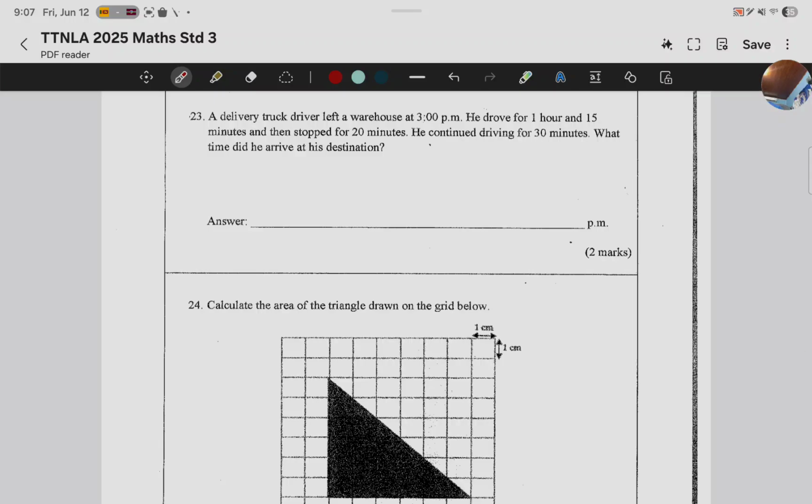Alright, next we have a delivery truck left a warehouse at 3 p.m. He drove for 1 hour and 15 minutes, then stopped for 20 minutes. He continued driving for 30 minutes. So what time did he arrive at his destination? So the arrival time now, so we say 3 p.m. add 1 hour would be 4 p.m. 4 p.m. plus 15 minutes would give us 4:15 p.m.